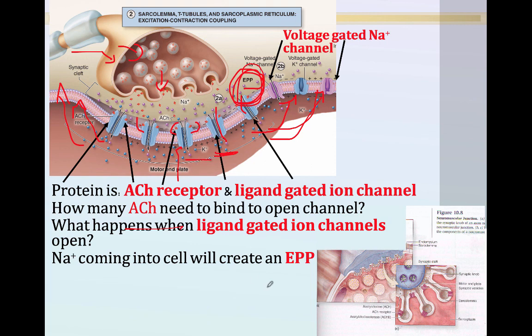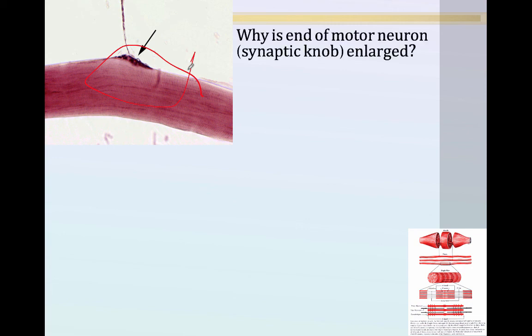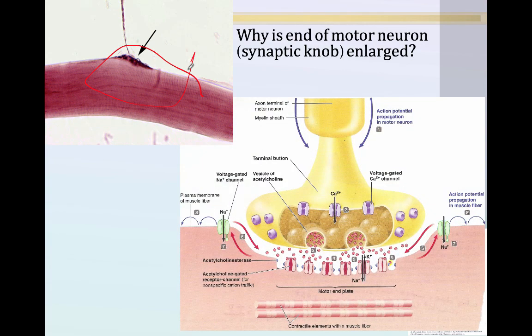Sodium comes in. We create an end plate potential, which is just simply a specialized EPSP. And it's that EPSP which moves along and stimulates the opening of the voltage-gated sodium and voltage-gated potassium channels, which will lead to an action potential. Here we can see a real live neuromuscular junction. And then again, this is what we've talked about before, and so you should maybe pause it and review this on your own.